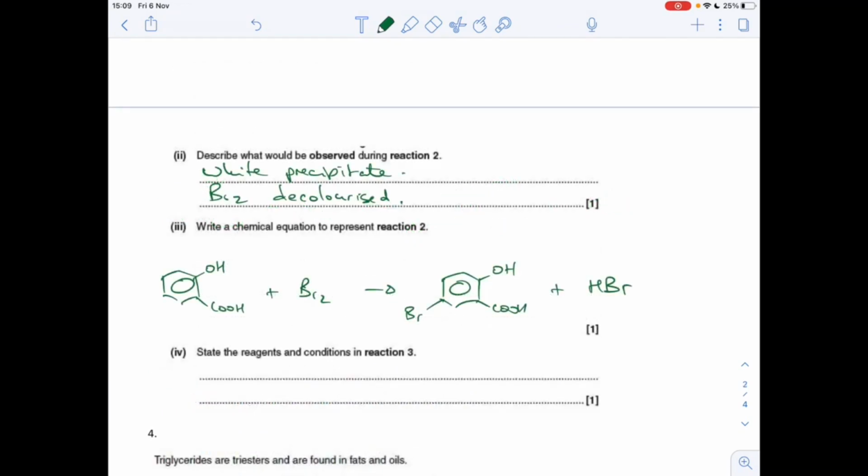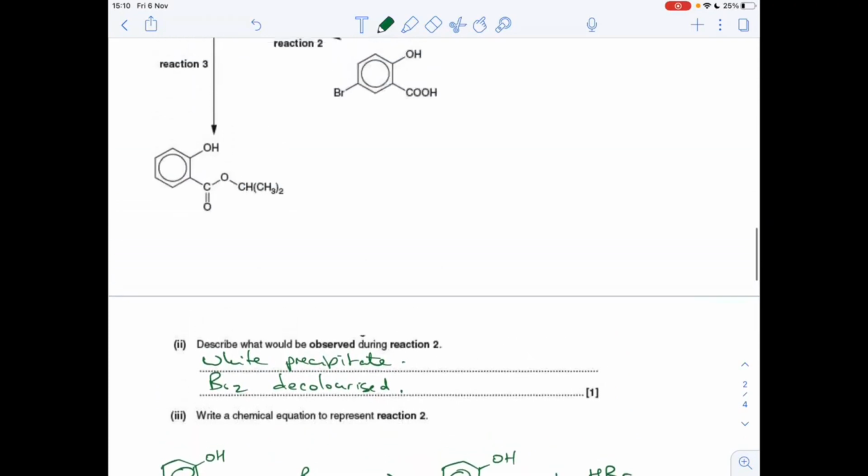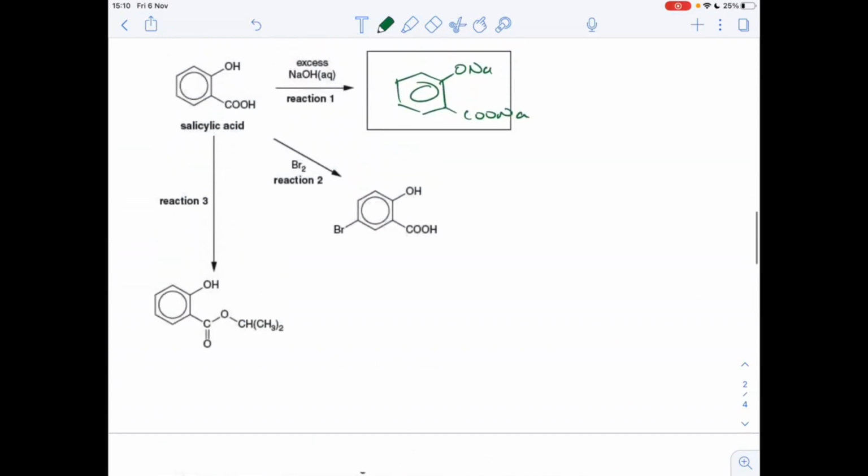And the final part of the question, state the reagents and conditions for reaction 3. So we'll just have a look at that. So what's happened here? The COOH group in salicylic acid is converted to an ester group. So this here must be an alcohol. So that's going to be propan-2-ol. And we also need concentrated sulfuric acid as a catalyst and heat.